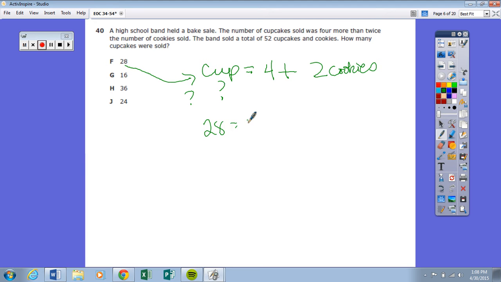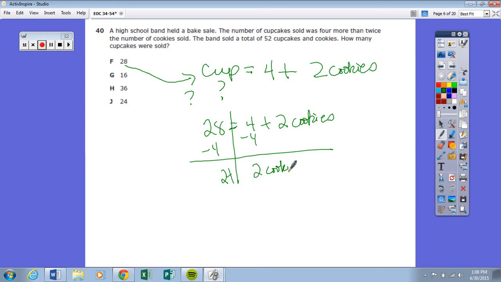28 equals 4 plus 2 times cookies. And if this is what I'm trying to solve out, then I would subtract the 4 from both sides. That's a 24. And then to get the 2 off the cookies, you could put in a letter for this if you want, but you would divide by 2, so this would be 12. So 12 equals the cookies. So then I would check my math. Does the 12 cookies plus the 28 cupcakes add up to 52? And if the answer is yes, I have my answer. And if it's no, I need to keep searching.